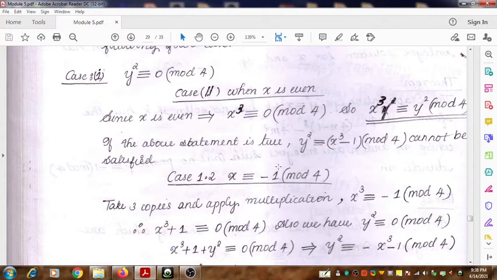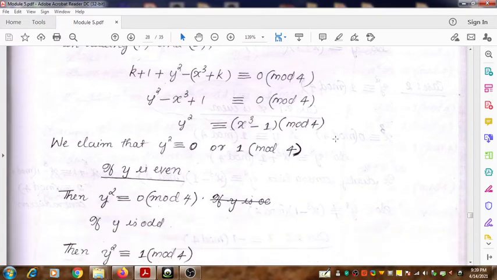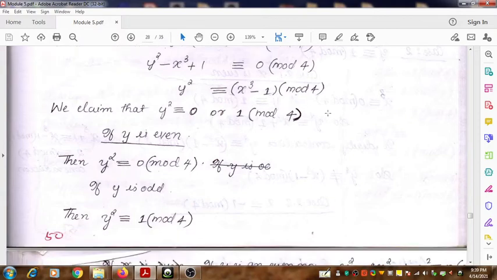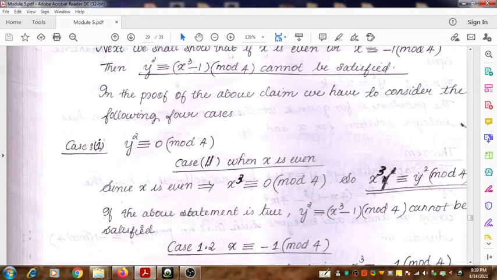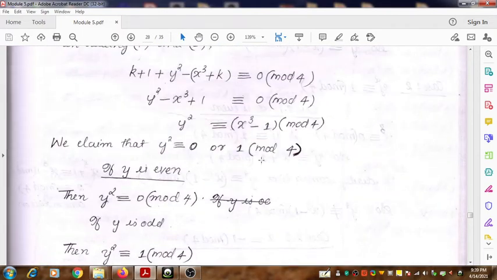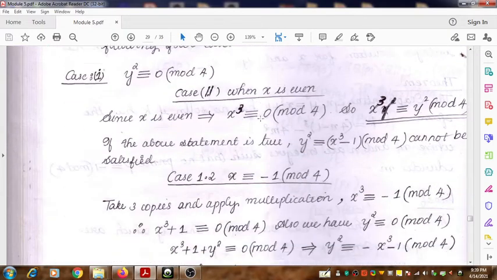But you can give a number to this expression. Suppose this is step 3. In step 3 we have y square is congruent to x cube minus 1 mod 4. This step 3 and the current situation, that is x cube is congruent to y square mod 4, cannot be true together, because here we have just subtracted 1 from one side, and you can show that these two statements cannot be true together.